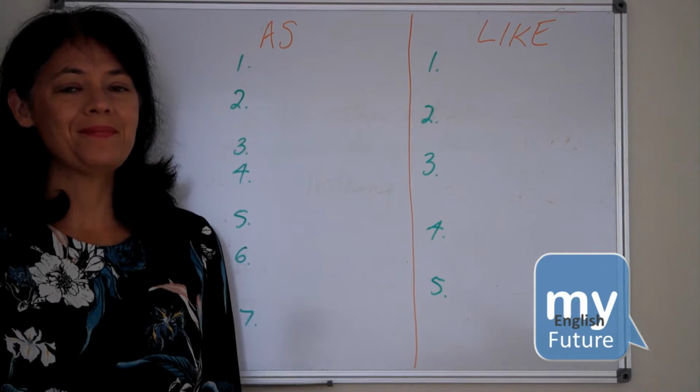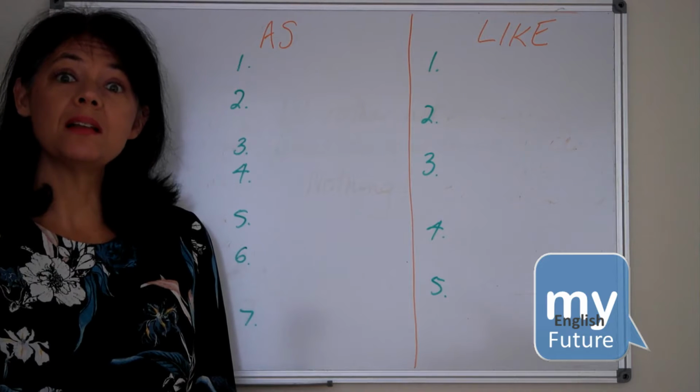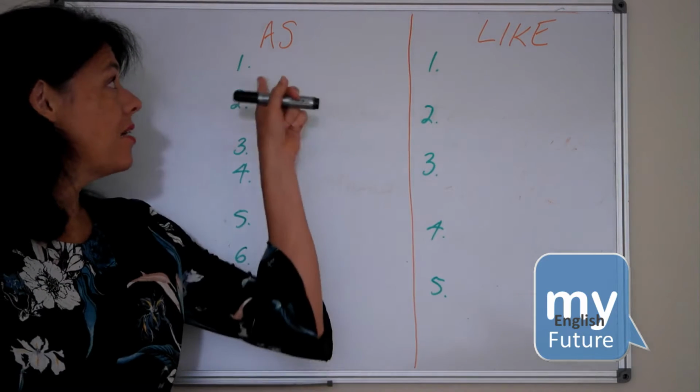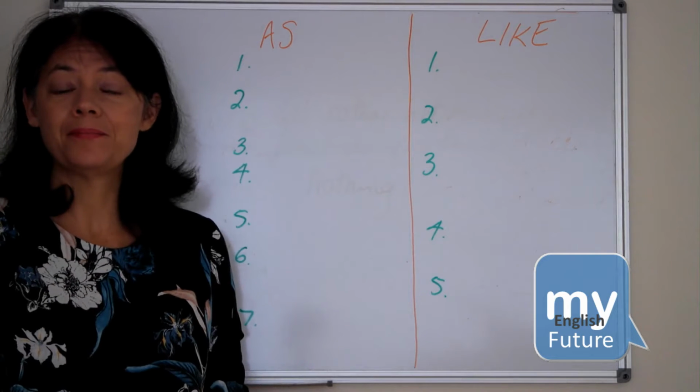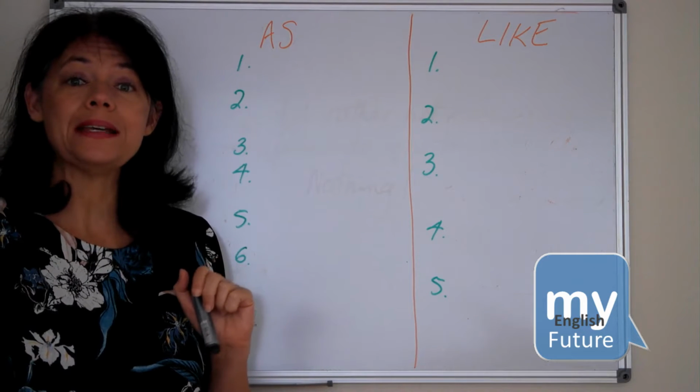It's Ruth here. Let's have a look at two little words which can cause a lot of confusion. They are as and like. So you need to learn how to use each of them in different ways.